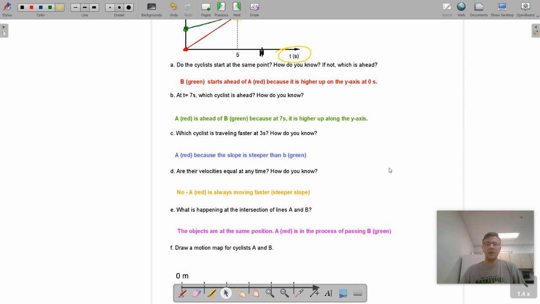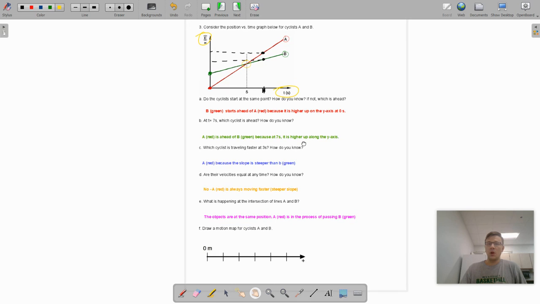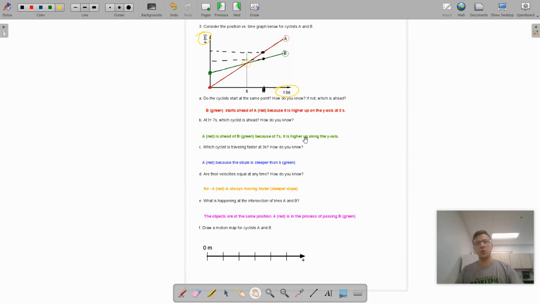So they're at the same position. A is in the process of passing B. Okay. All right. So now this is asking us to draw a motion map for these objects. So let's just start with A, and we'll do it in red since we're going to have to kind of go back and forth because I'm going to need to zoom in here. But let's talk about what it should be.